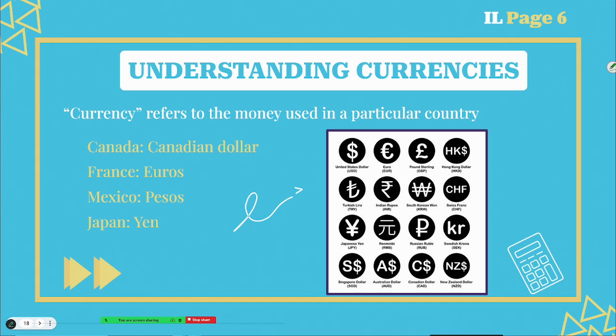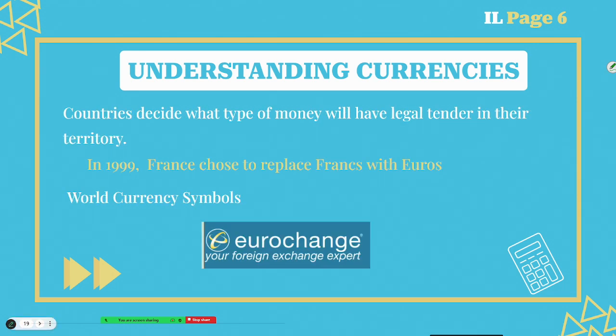To quickly go over again, we have currency. We know that currency refers to the money that's used in a particular country, such as in Canada, we've got Canadian dollars. In France, they use euros. In Mexico, they have pesos. In Japan, they have the yen. You can go to websites, I thought I had that one hyperlinked, but I don't. You can go to this website, which I have hyperlinked, to find out what the symbols are.